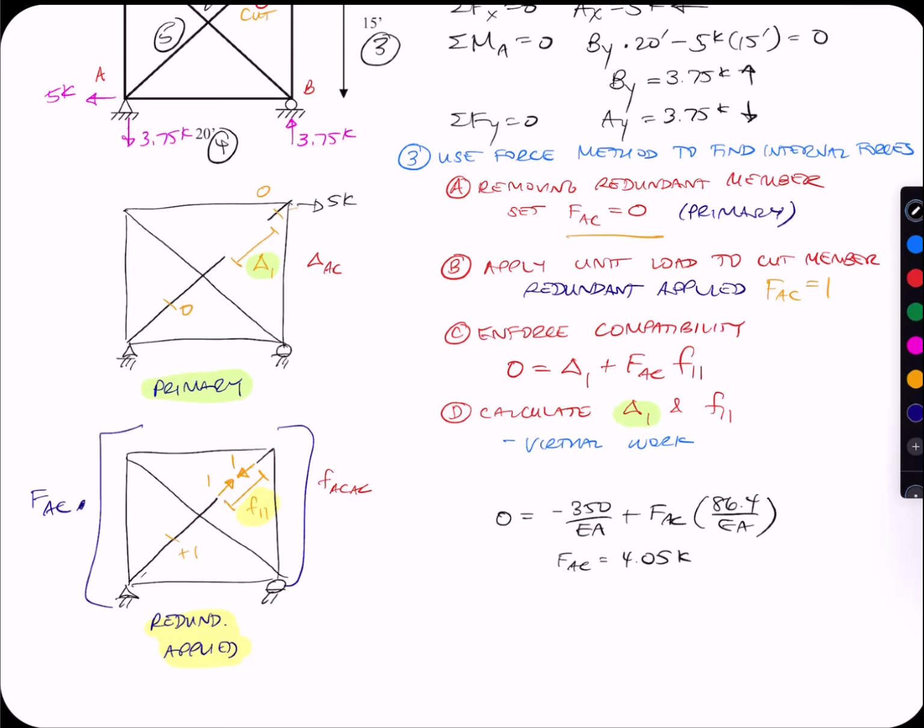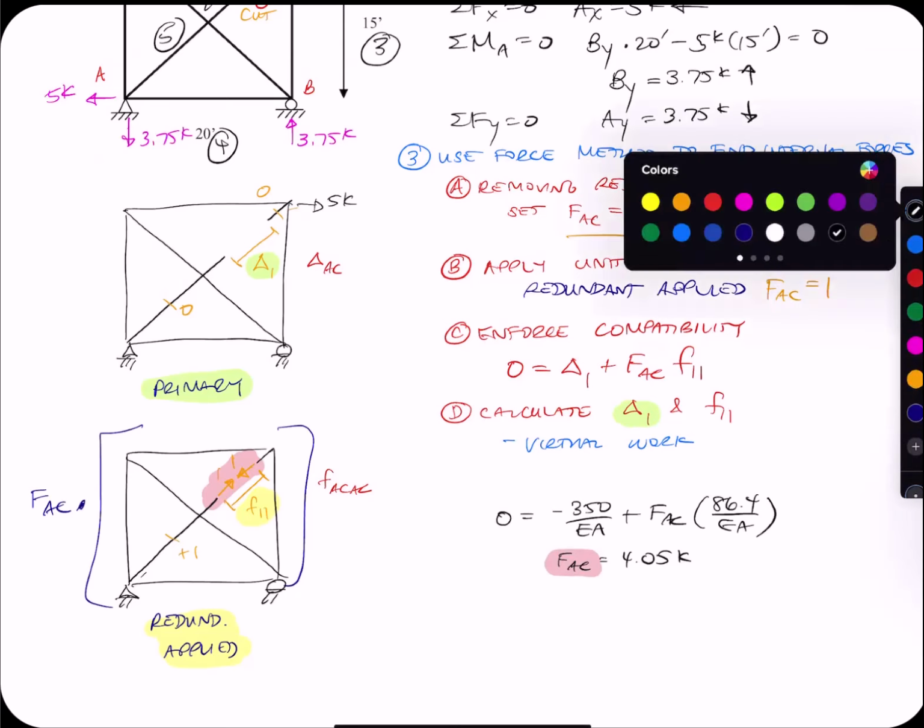I got a positive number. I assumed it was tension based on my redundant applied structure. For FAC, I assumed correctly. So this is in tension.